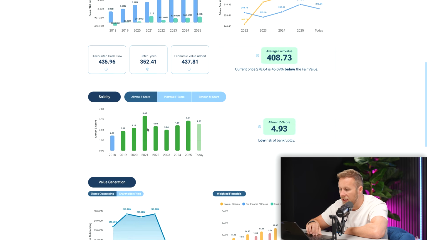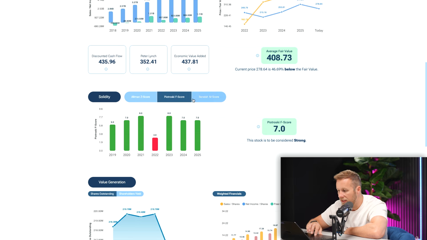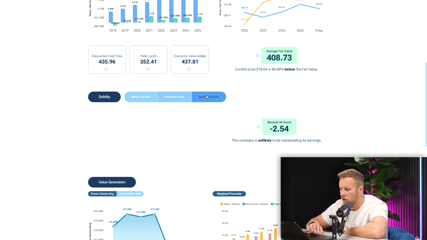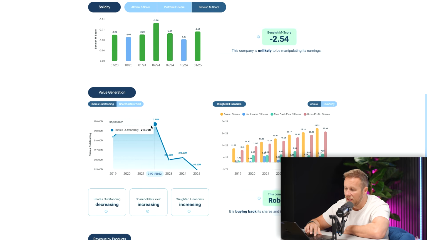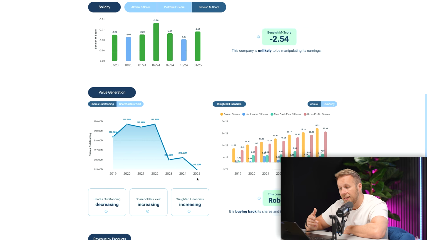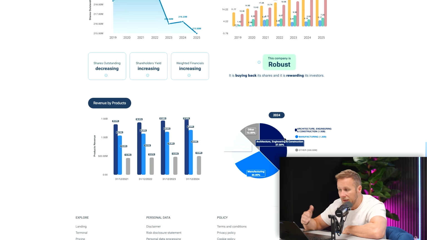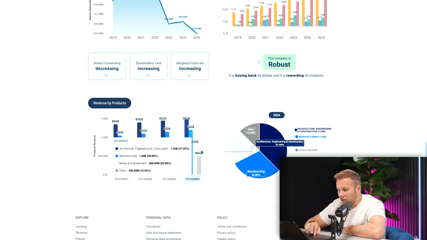Okay, you can also see the solidity, right? So low risk of bankruptcy. They're considered to be strong on the Petrovsky score. You've got very unlikely to be manipulating earnings. You can see that the shareholders' yield was increasing, right? Shares outstanding is decreasing. So shareholders are buying back their shares in the business, because that's a great indication that they know more than anyone of where the business is going, right? And they can see the value internally. So great. This looks great.